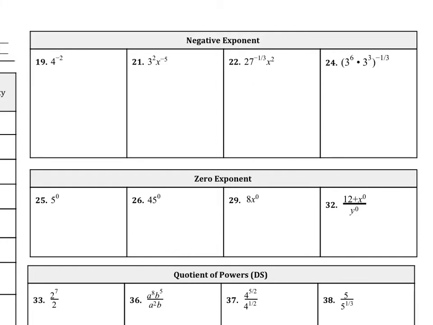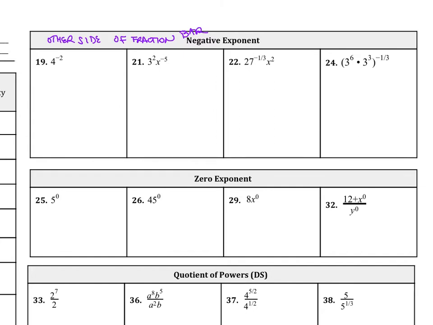So let's continue on with our properties of rational exponents. Now let's work with negative exponents. Remember, with negative exponents, we're going to move what's connected to that negative exponent to the other side of the fraction bar. If it's at the top, it'll go to the bottom. If it's at the bottom, it'll go to the top. What's most important is you only move what it's attached to.